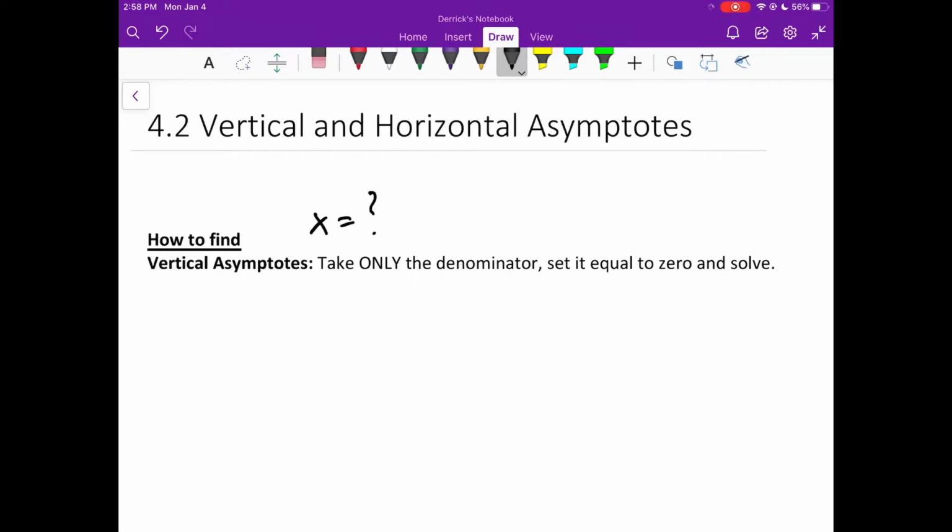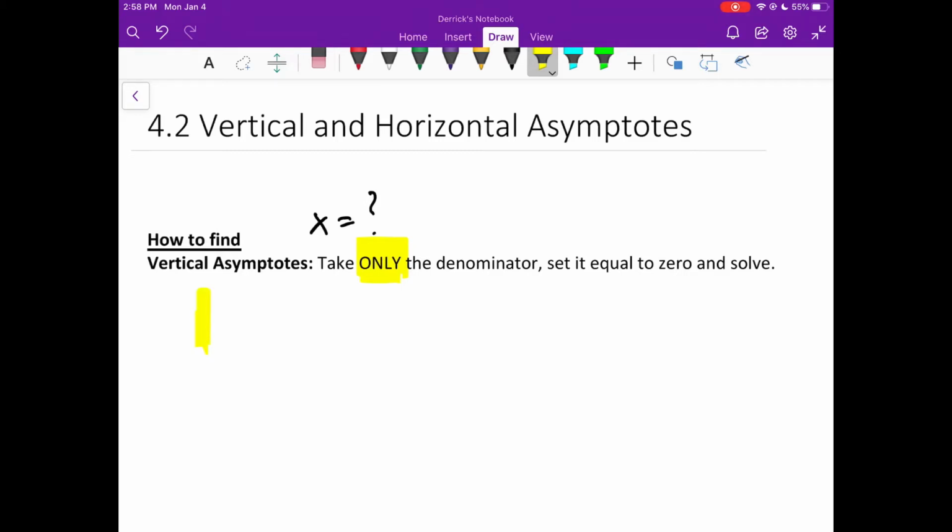The way you do that, as you can see from the directions right here, is you are going to take only the denominator. We only worry about the denominator. Remember, that represents the bottom of a fraction. So if we have a rational function, which is the chapter we're in here, when you want to find the vertical asymptote, you only look at the bottom, only the denominator. You're going to take whatever your denominator is, set it equal to 0, and solve.